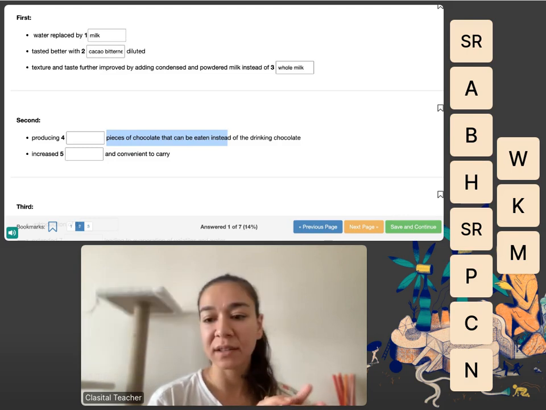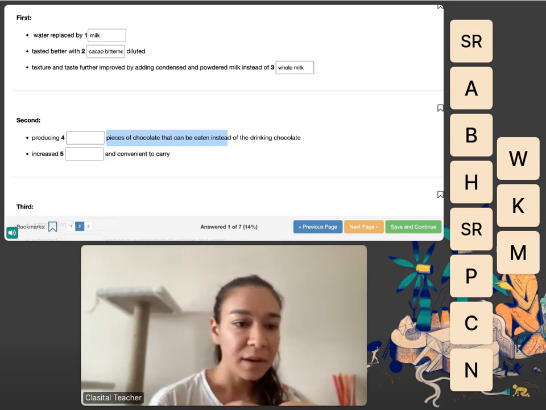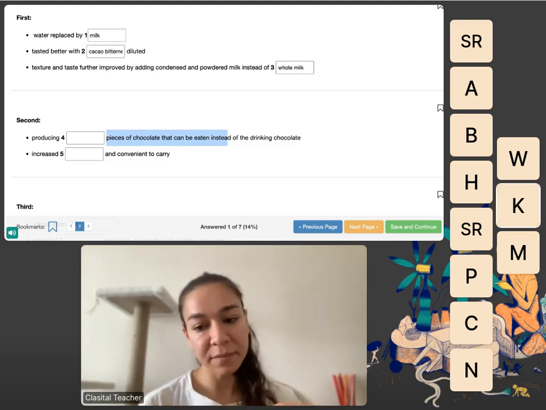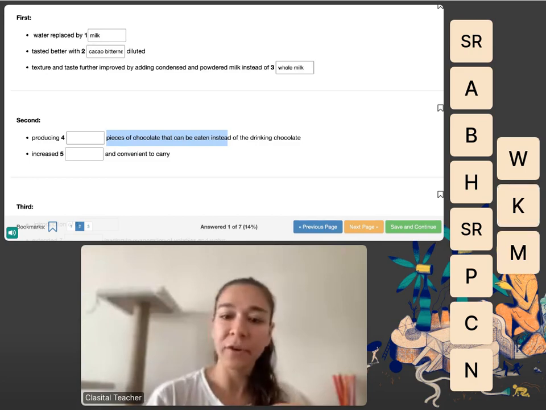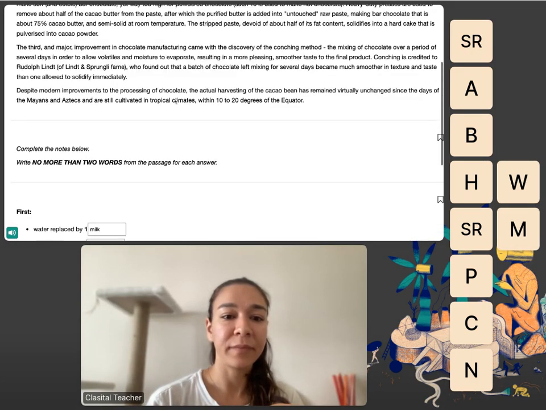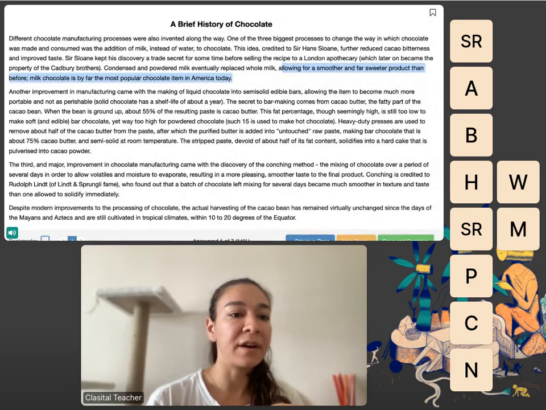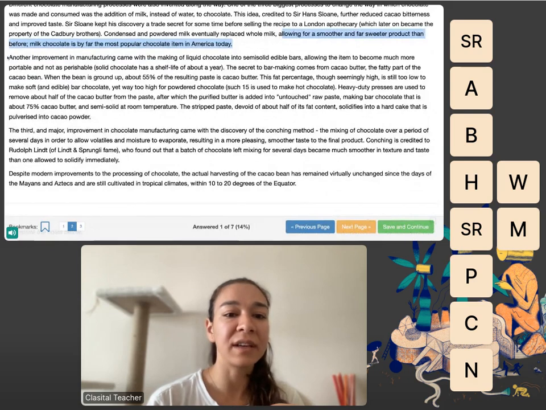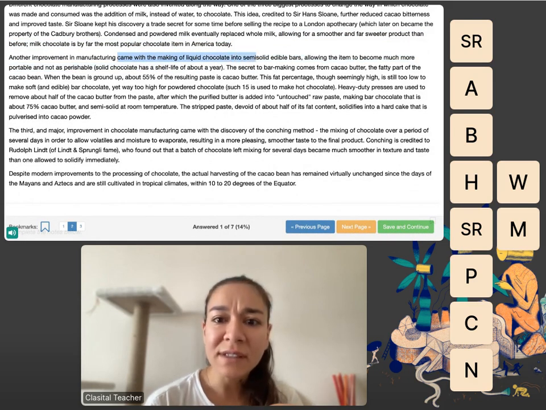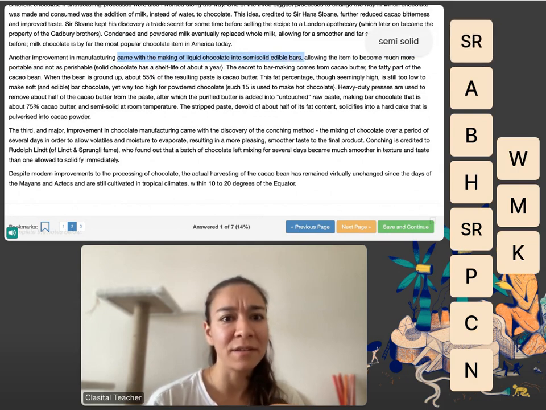Producing something, pieces of chocolate that can be eaten instead of the drinking chocolate, increased something, and convenient to carry. Okay, let's continue. I think smoother. Another improvement in manufacturing came with the making of liquid chocolate into semi-solid edible bars.